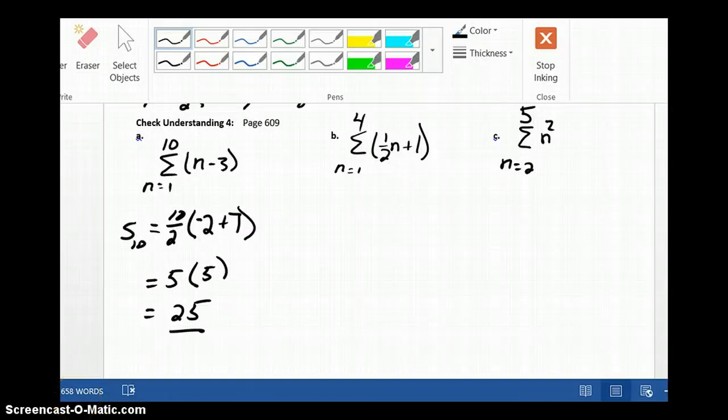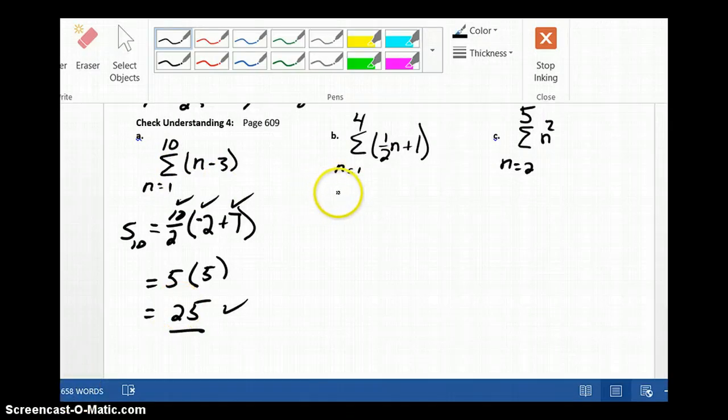The first problem, the sum of n minus 3 from 1 to 10. n is 10, so I put that into my formula. The first term is negative 2. The last term is positive 7. If I put a 10 in for n, 10 minus 3 is 7. If I simplify this, I get 25. The sum of that expression from 1 to 10 is 25.